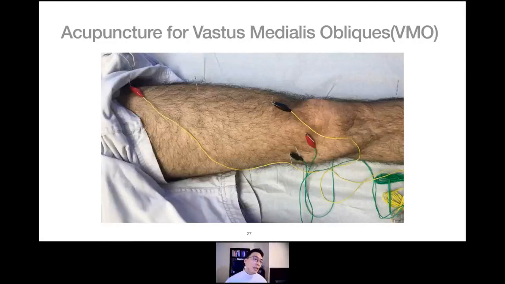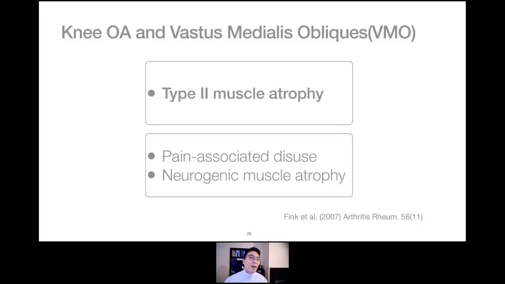Oh, thank you. So this was the patient showing weakness on the medial side of the quadriceps. So I targeted the vastus medialis obliquus. And this point of view, the weakness on the vastus medialis obliquus, is backed by a study by Fink in 2007.